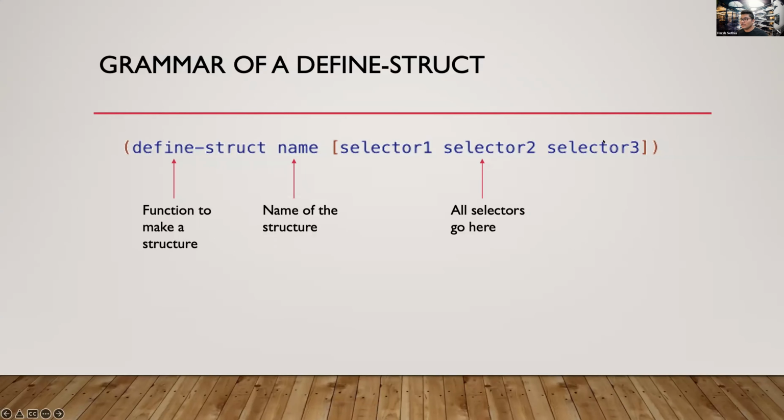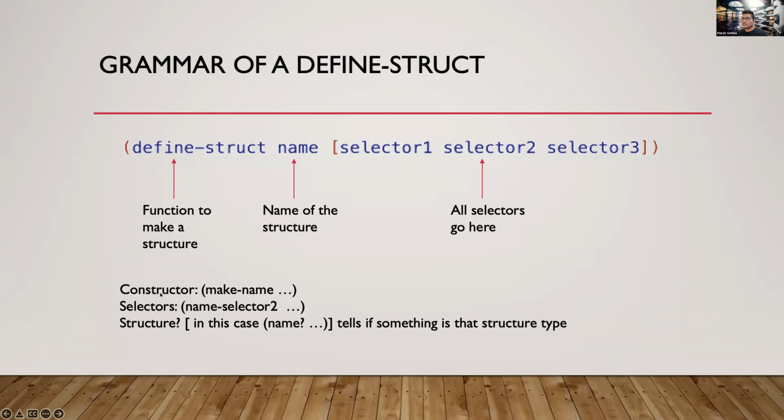When you make a specific structure, you get a couple more things. One of them is called the constructor, which is something like make-name. It creates an instance of that structure. You get selectors, where you can use the name of the structure, dash, a selector name, and extract that given information. And you get the structure predicate, so in this case something like name?, which tells you whether something is a type of that structure or not.